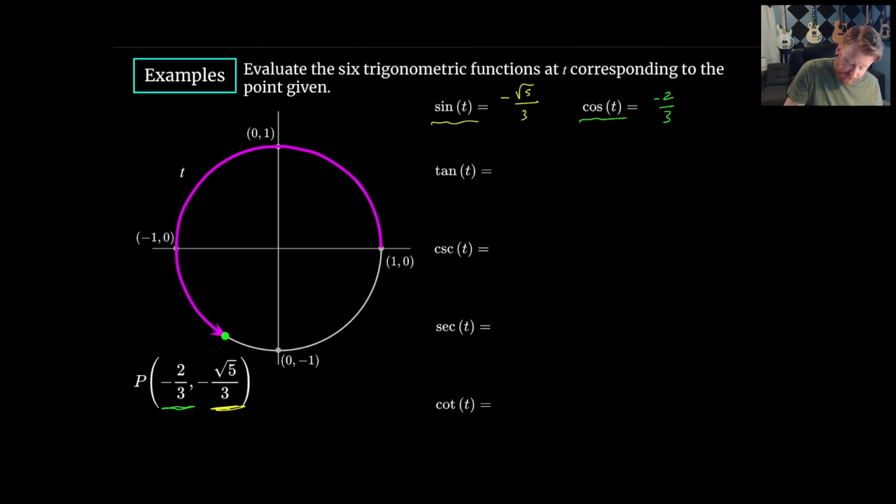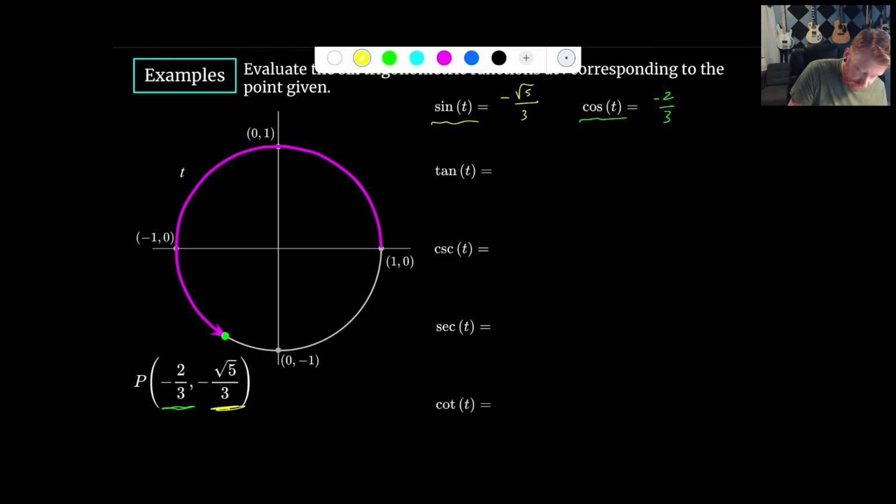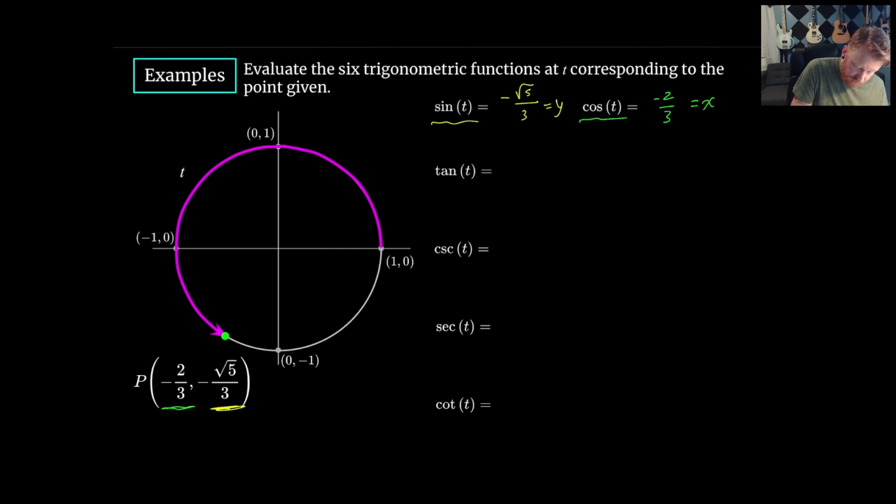So the tangent of t, maybe it will be a little bit helpful to write in just as reminders that the sine of t is equal to y, and the cosine of t is equal to x, just so that as I'm filling things in here, and I remind you that the tangent of t is y over x, we can quickly see which one was y and which one was x from above. So if I want to do y over x here, I'm going to do negative square root of 5 over 3 divided by x, which is the negative 2/3. You put an equal sign in between there.